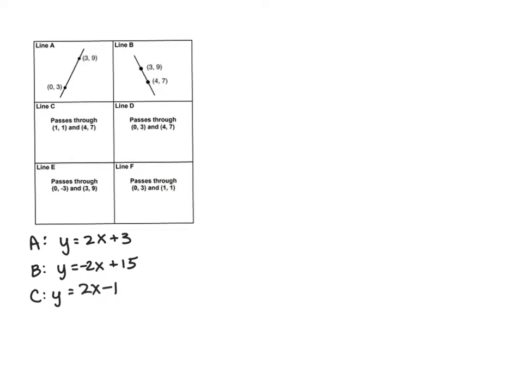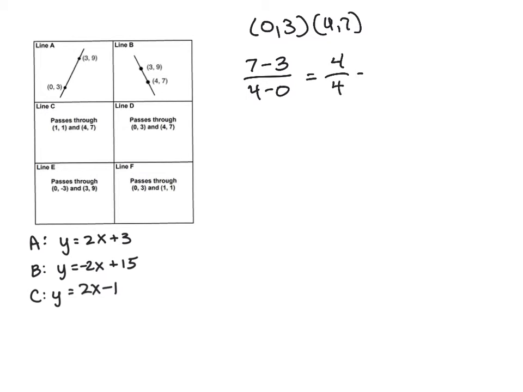Okay, for D, we have the point 0, 3 and 4, 7. Now, let's find our slope. y2 minus y1 over x2 minus x1. 7 minus 3 is 4, and 4 minus 0 is 4. And to simplify, 4 divided by 4 is 1. So our slope is 1.